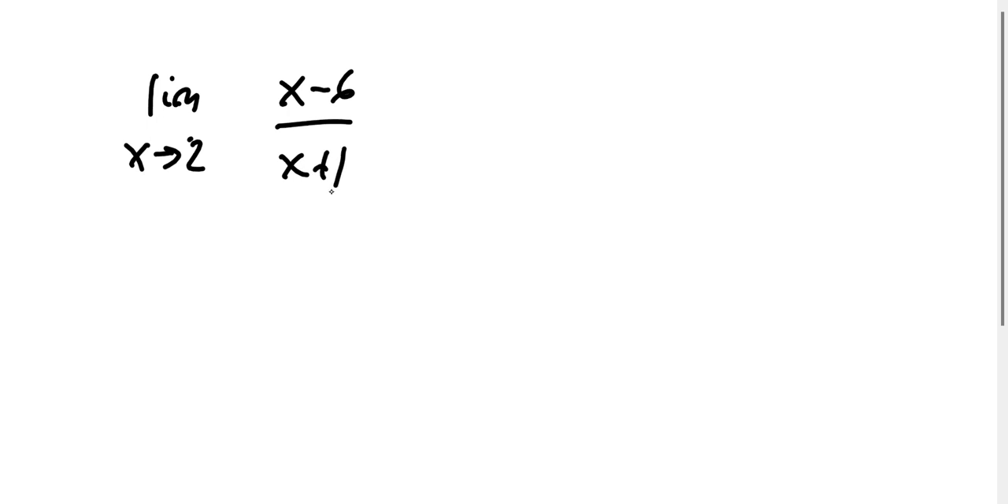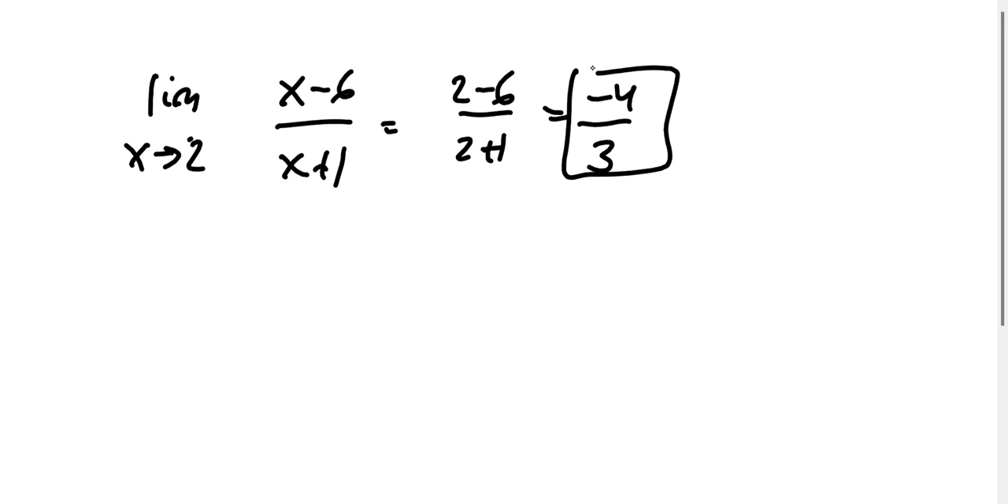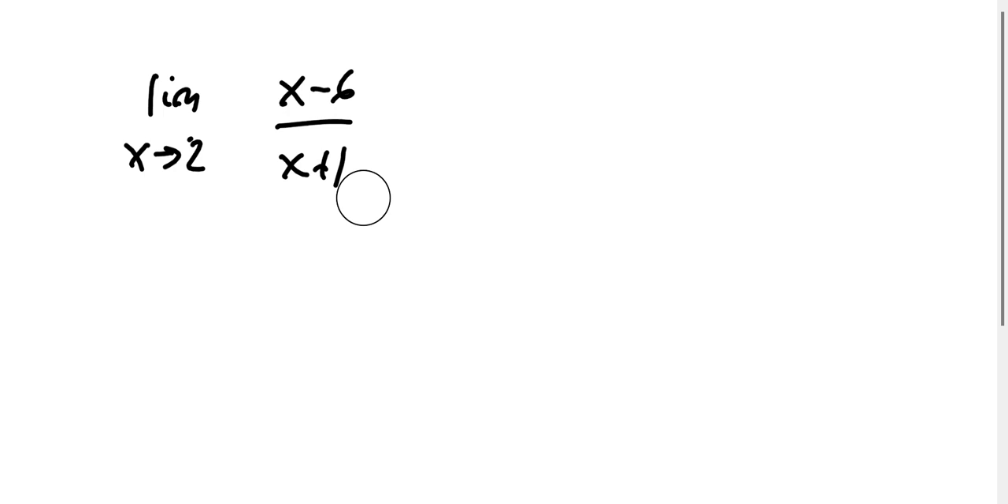Something else you need to consider is asymptotes. If you use direct substitution and you plug in something and you get 0 over 0 or some quantity over 0, you're going to need to use a different limit method. In this case, we don't have any, so we can just use direct substitution. So this is going to be 2 minus 6 over 2 plus 1. And 2 minus 6 is negative 4, and 2 plus 1 is 3. And we can't simplify any further, so that's going to be the limit for that function there.